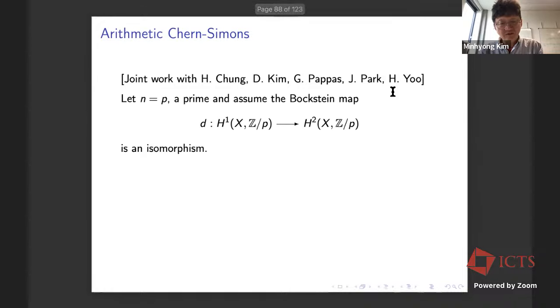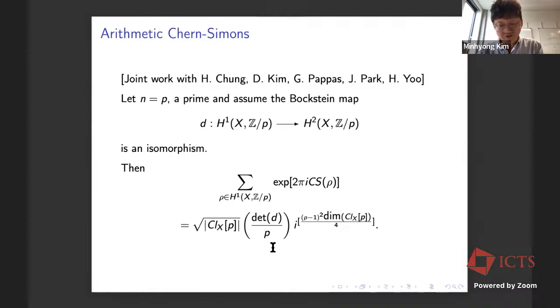This is a very simple case. Suppose you take n to be a prime and you assume that the Bockstein map is an isomorphism. This last assumption is not strictly necessary, but it makes the formula easier. In that case, the analog of the path integral, right, is you integrate over rho, these abelian Galois representations with values in Z mod n. This exponential of 2 pi i times the Chern-Simons function will be a pth root of unity, right? And now this we can evaluate. If you do it, you get an expression like this.